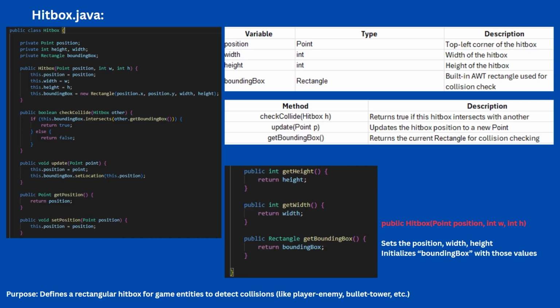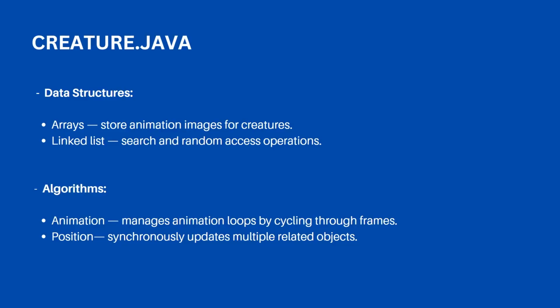It has methods like checkCollide to see if two hitboxes intersect, and update to reposition the hitbox when an object moves. So this makes sure our collision system stays accurate during gameplay. So overall, this class helps manage all in-game physical interactions like attacks or movement. So now, let's take a look at the creature.